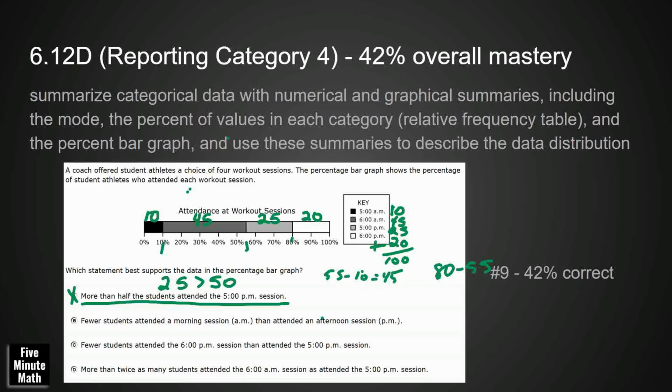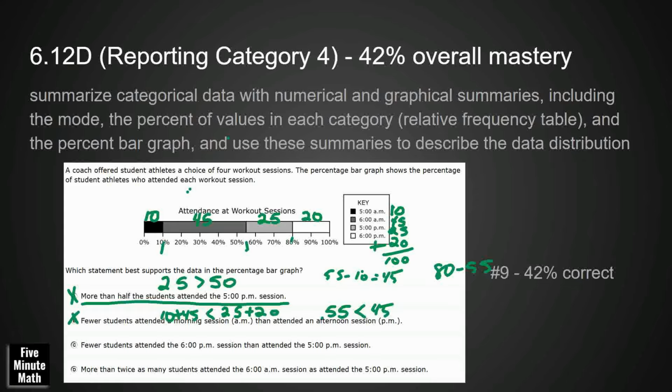Fewer students attended a morning session, AM. Okay, so that's 10 plus 45. That's fewer than the afternoon session. What is it? 25 and 10, 20. All right, so that ends up being 55 is less than 45. Nope, doesn't work. But you see why I turned those into inequalities and evaluated them algebraically.